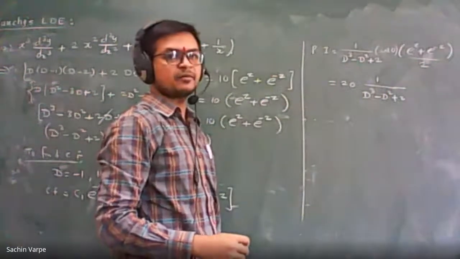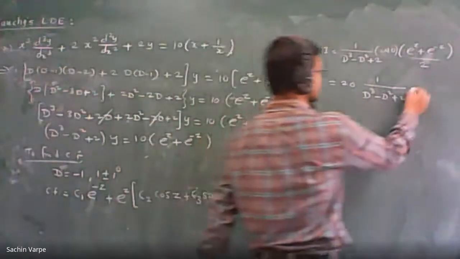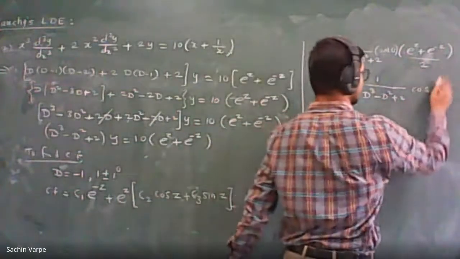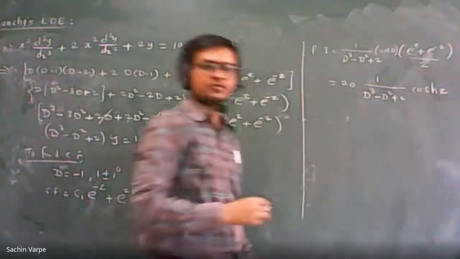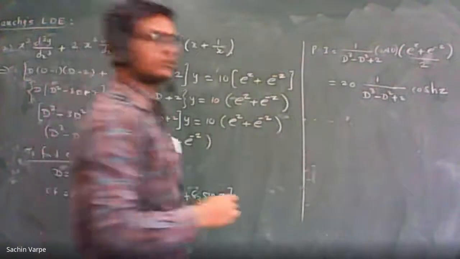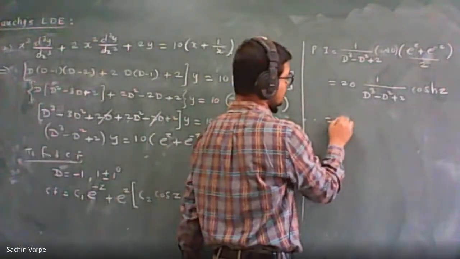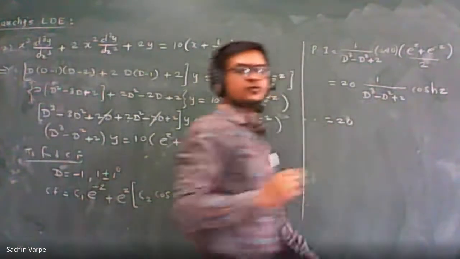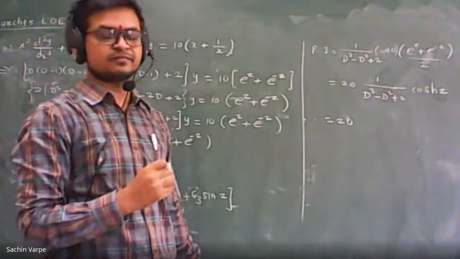this is the formula of hyperbolic cos z. Please check. Hyperbolic cos z. Is it visible? Okay. So that is equal to 20 into, what is the case for hyperbolic cos z? Replace D square by minus a square.